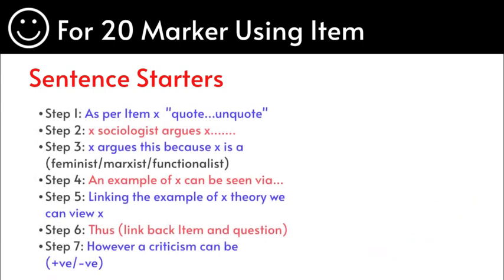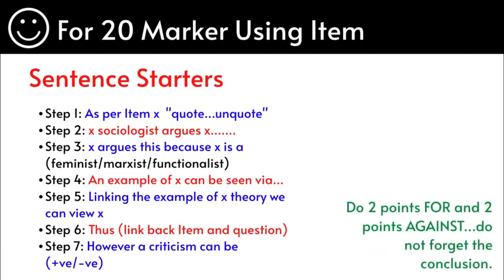20 marker sentence starters are as here. It's pretty much the same. I probably use the same thing again, but the only difference is that you have to do 2 points for and 2 points against, and do not forget the conclusion, because that's where the most marks lie. If you start every sentence with Step 1, this, Step 2, and fill in the blanks as you go through, you will definitely get 20 out of 20, as I did when I did my mock exams and anything of that sort.